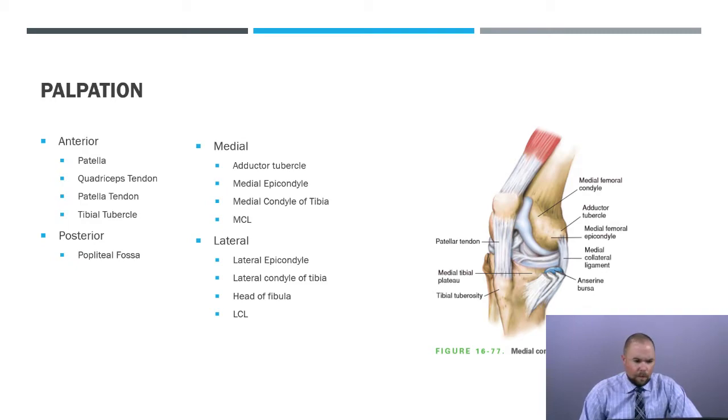Posterior, look at the popliteal fossa. Obviously, the hamstring tendons are crossing the knee back there. You've also got vasculature. A lot of times you'll be able to palpate a Baker cyst or popliteal cyst in patients.